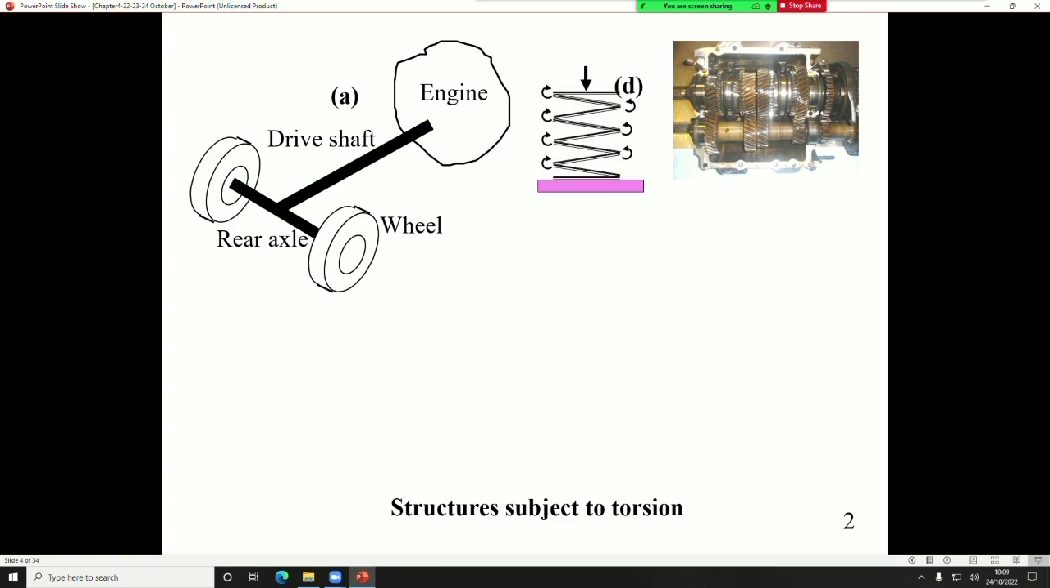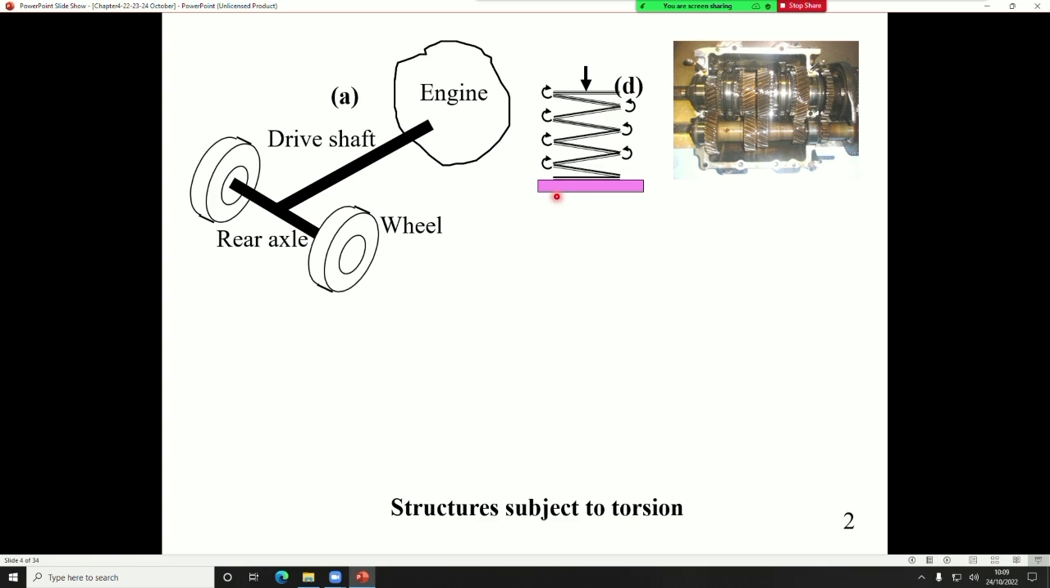The other example is a spring. When you apply force, the spring itself is subject to a compressive force, or it could be subject to a tensile force. But different sections of a spring, as you can see, are subject to a torsion, subject to torque.